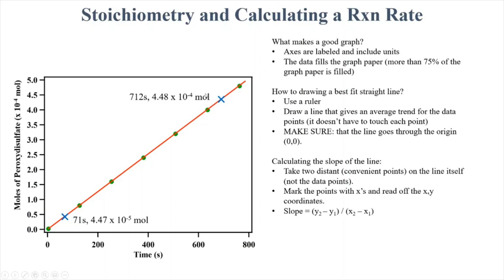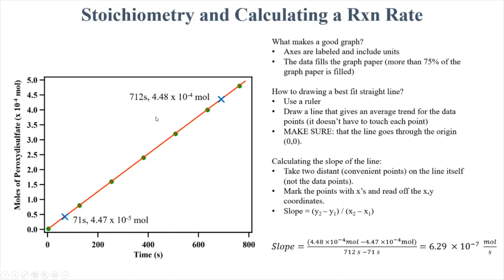Another thing I want to point out is, why don't we take the actual data points themselves? That's because there could be experimental error in one of those given data points. By drawing the best fit straight line, we account for the average, or sort of the regression, of all of the errors from these data points. So the way we can calculate the slope is to take the y coordinates from the two distant points and subtract them, and the x coordinates from the two distant points and subtract them, and then we get our slope.